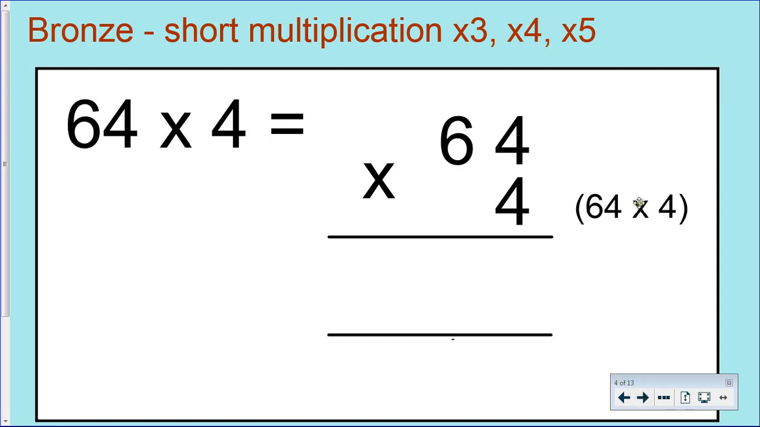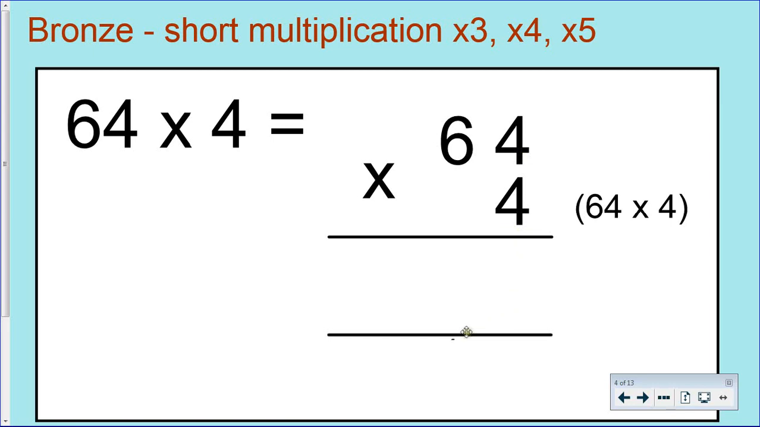So we're going to start off, remember we're doing 64 times 4. If the multiplication is written horizontally, like this one over on the left, we now need to make it vertical. So we're going to put it into a column method. And we're going to start off with 4 times 4. So you times the ones column first. So 4 times 4 is 16. Now I can't put 16 underneath the 4. Because I can't put 2 digits in one place value column.